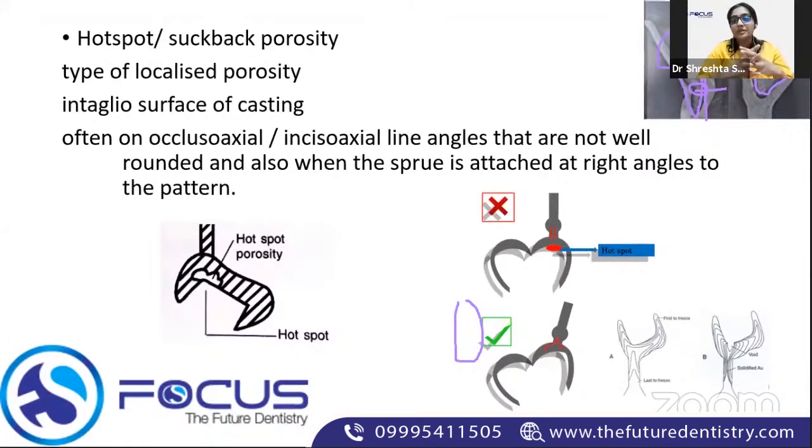Usually, it happens intaglio. Okay, Dr. Shruti is asking me what is intaglio. Intaglio means the interior surface of the crown. If you see, a crown has two surfaces, doctor. One is your outer surface and one is the interior surface. Now, the interior or the intaglio surface is where you place the cement and you place it onto the tooth preparation. So that is your intaglio surface.